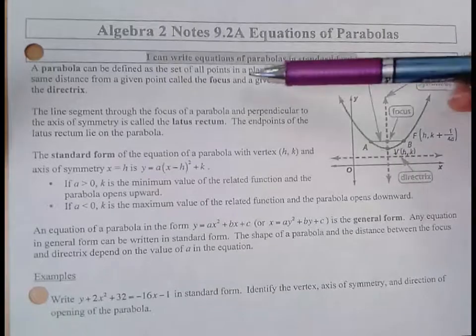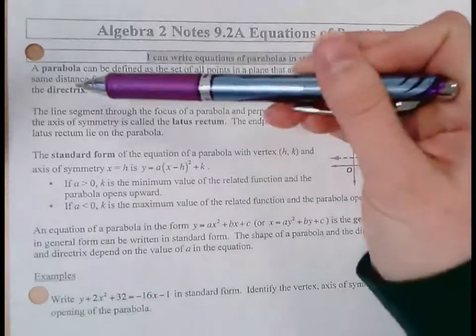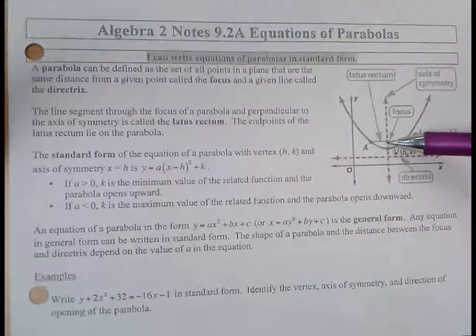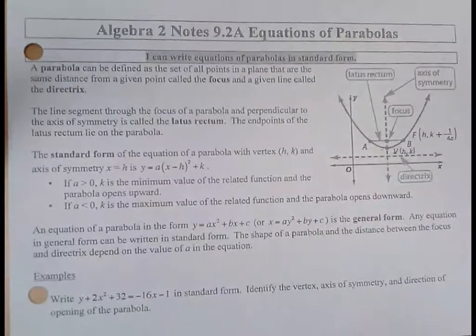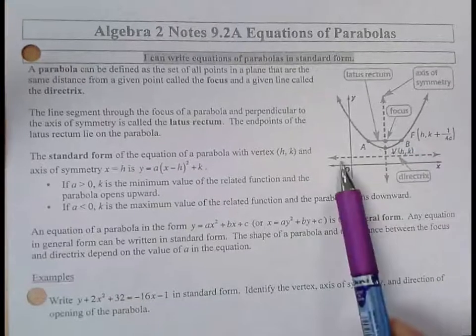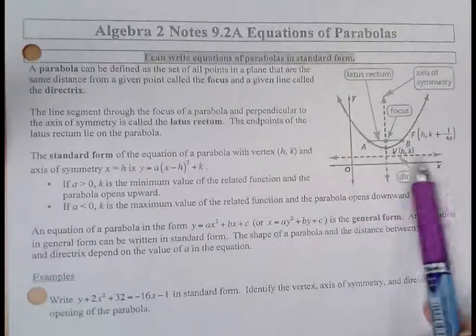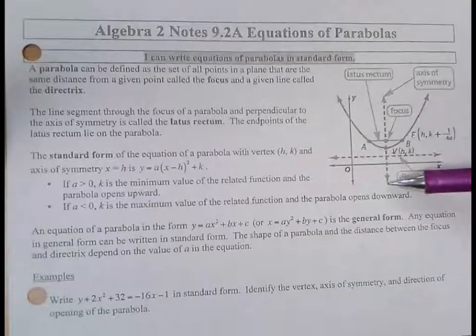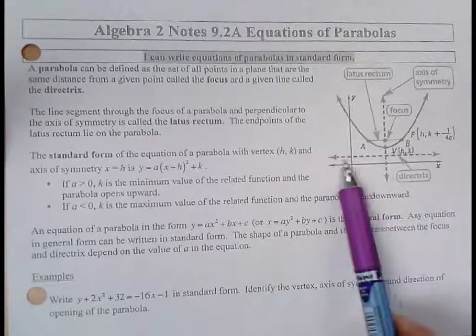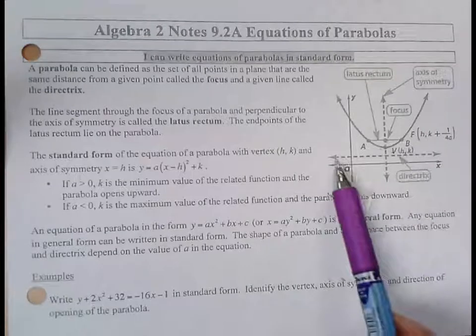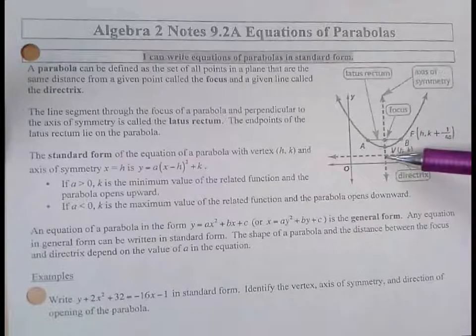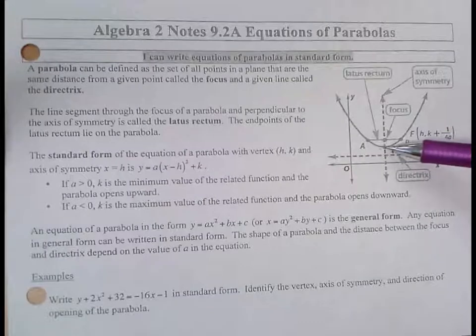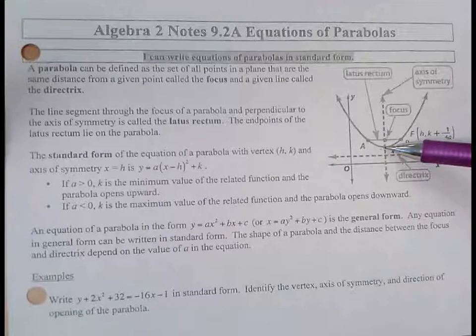But then the two new characteristics they're talking about here, the focus is right here, and then the directrix. So the focus is always going to be what you think of to be inside of the parabola, and it's a point. The directrix is a line that would be perpendicular to the axis of symmetry. So this line is horizontal, and it would be outside of the parabola. And then the focus and the directrix are the same distance from the vertex of that parabola.